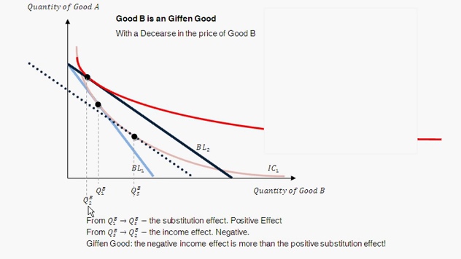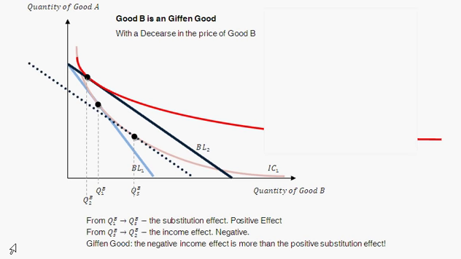I have another video just for inferior goods, and we've already seen income effects that are negative. That's just the definition of any inferior good. But note that this distance from QBS to QB2 is greater than the distance from here to here. So the substitution effect, which is a positive effect, is less than the income effect, the negative effect. So the definition of this Giffen good is that the negative income effect is more than the positive substitution effect. If the income effect for this inferior good overpowers the substitution effect, then we have a Giffen good.